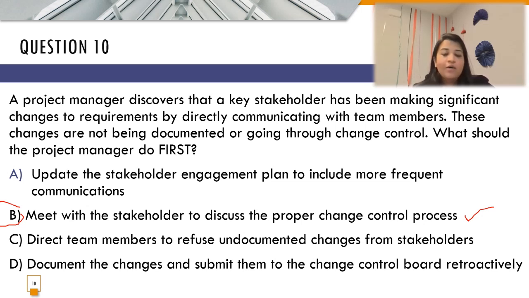Option D is to document the changes and submit them to the change control board, but that's not going to be effective until and unless the stakeholder is educated with this process. Talking about option A, to update the stakeholder engagement plan. Updating the plan is great, but if the stakeholder is going to continue with this bad behavior, which is not acceptable in terms of documenting things and then communicating those to the team members, which is the formal process, it is not going to resolve the problem that we are discussing in this given question.